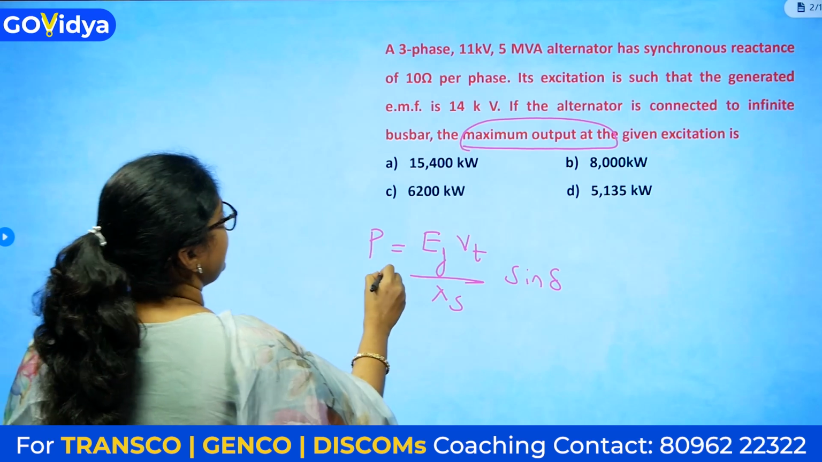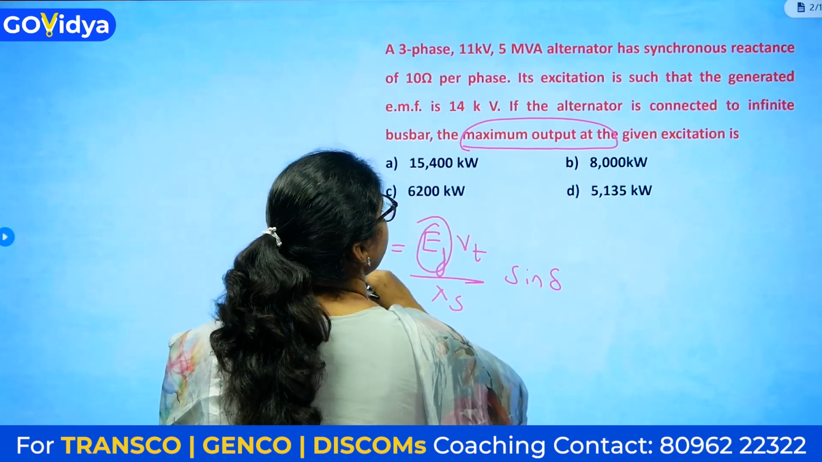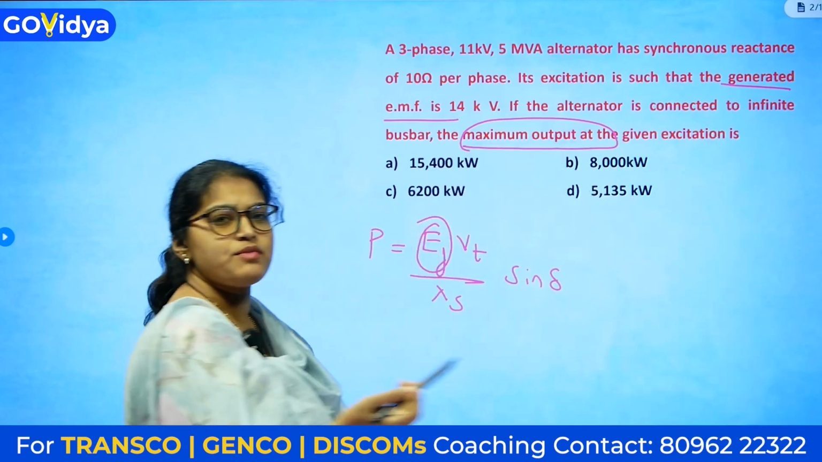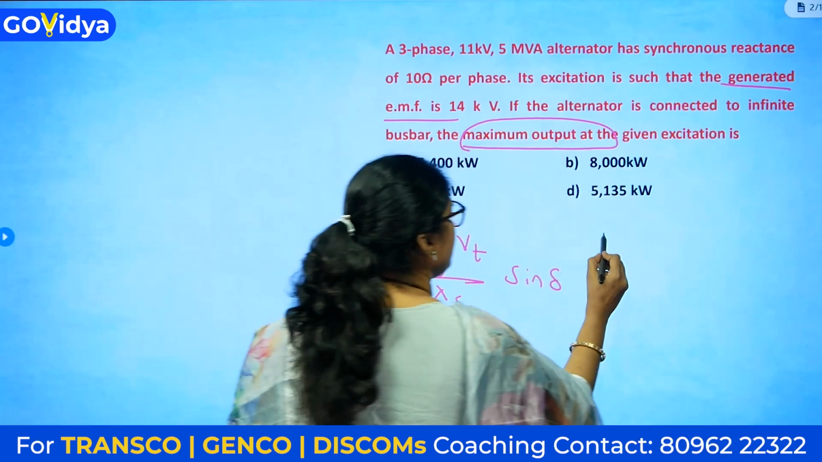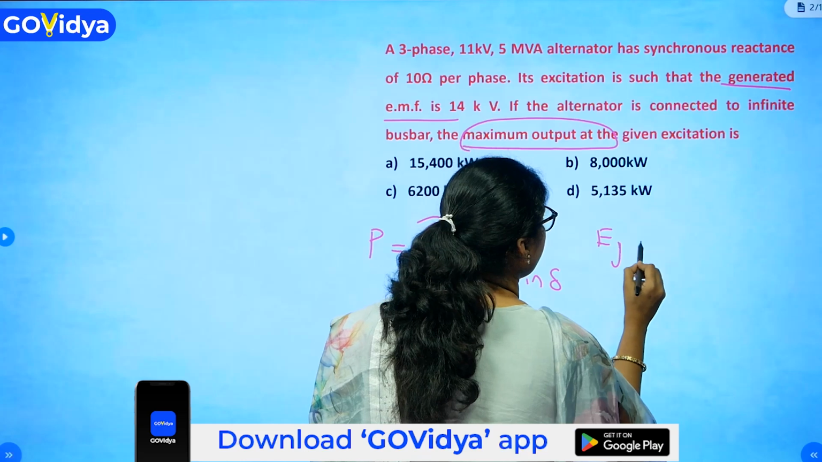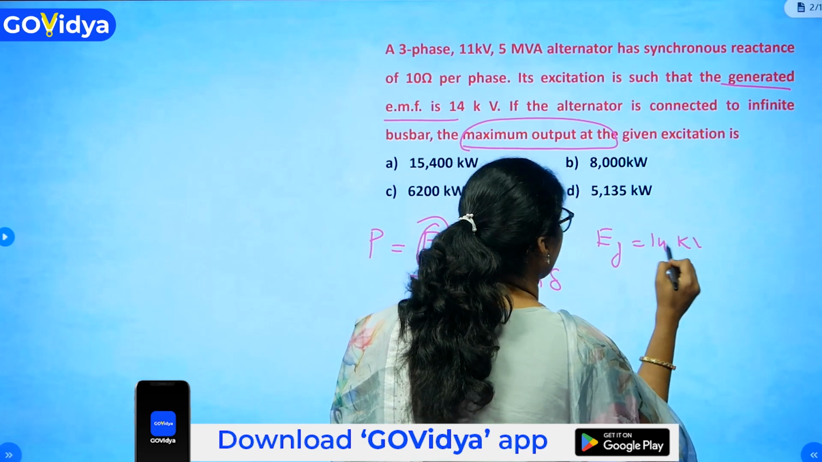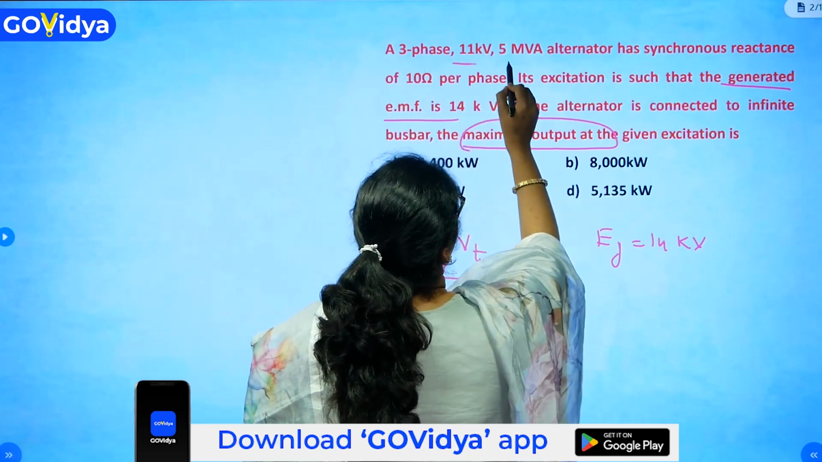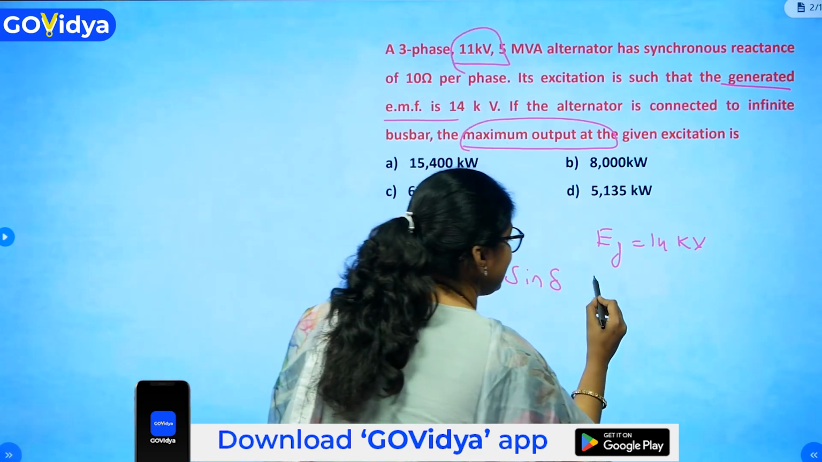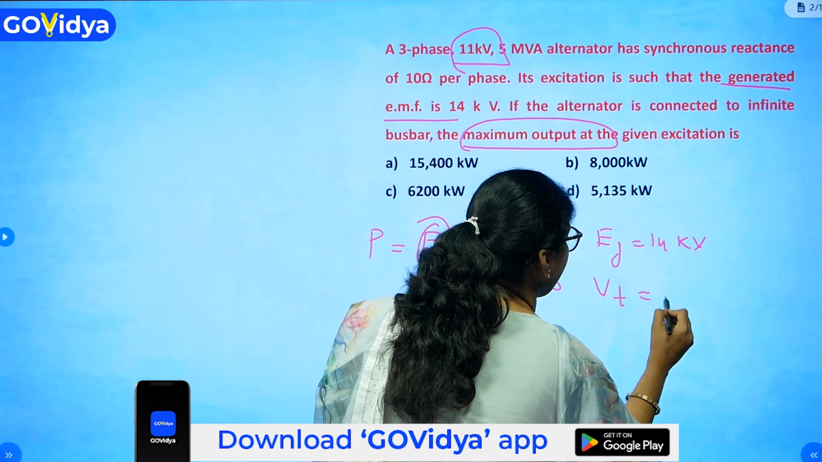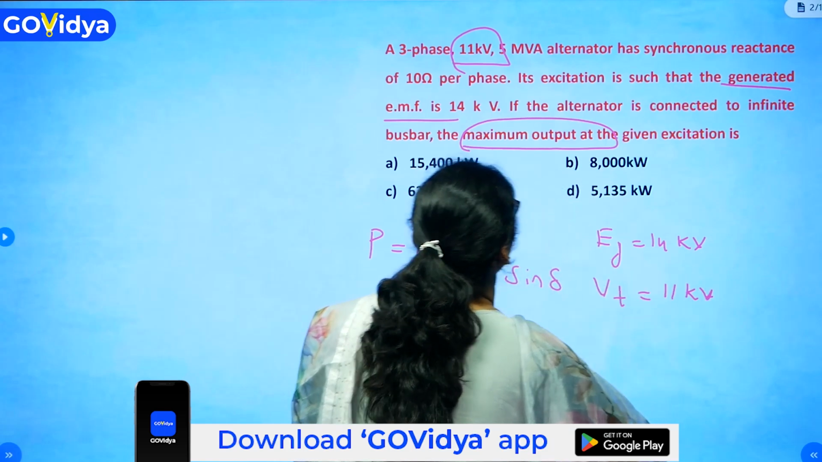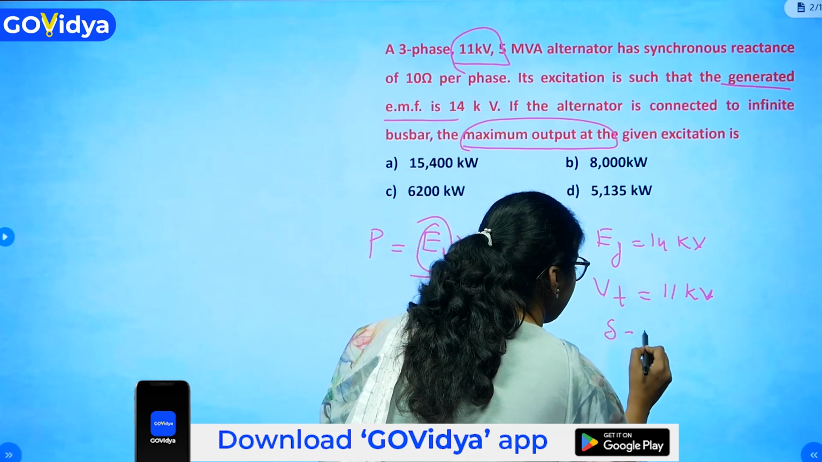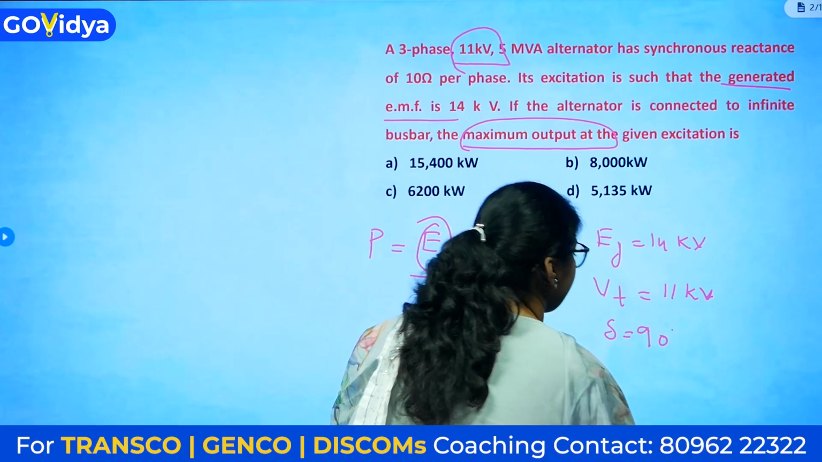In the question, EF they have given as 14 kV. Induced EMF or generated EMF is the same, which is 14 kV. So EF is equal to 14 kV. Coming to the Vt, terminal voltage. Here the three-phase 11 kV has been given as the terminal voltage. Vt is equal to 11 kV. And we have to calculate maximum output, so the delta angle will be 90 degrees.